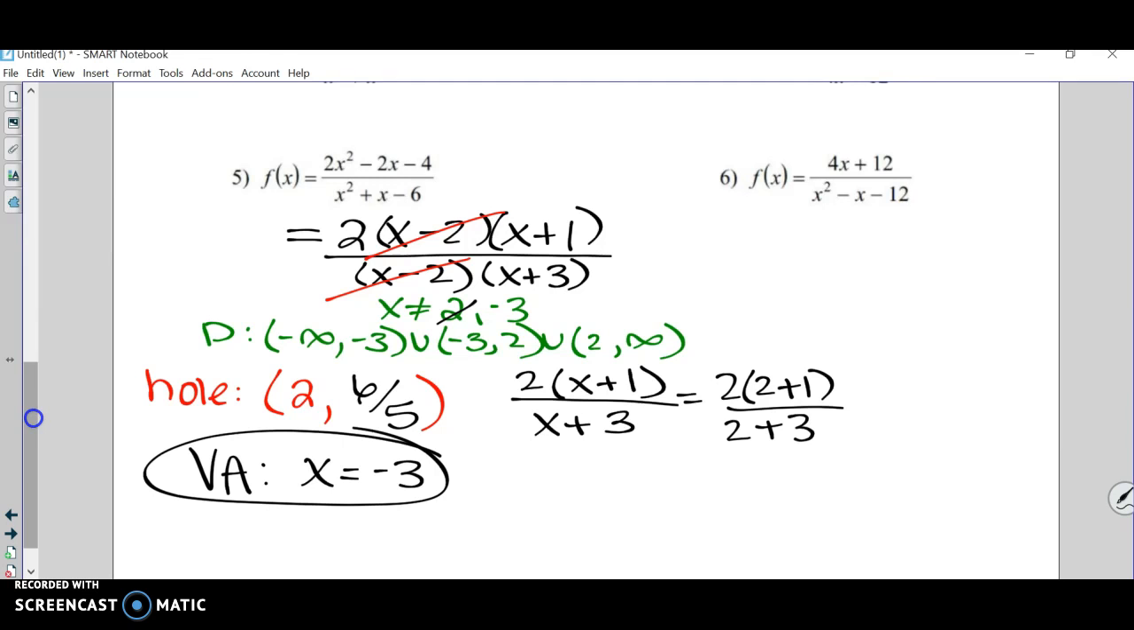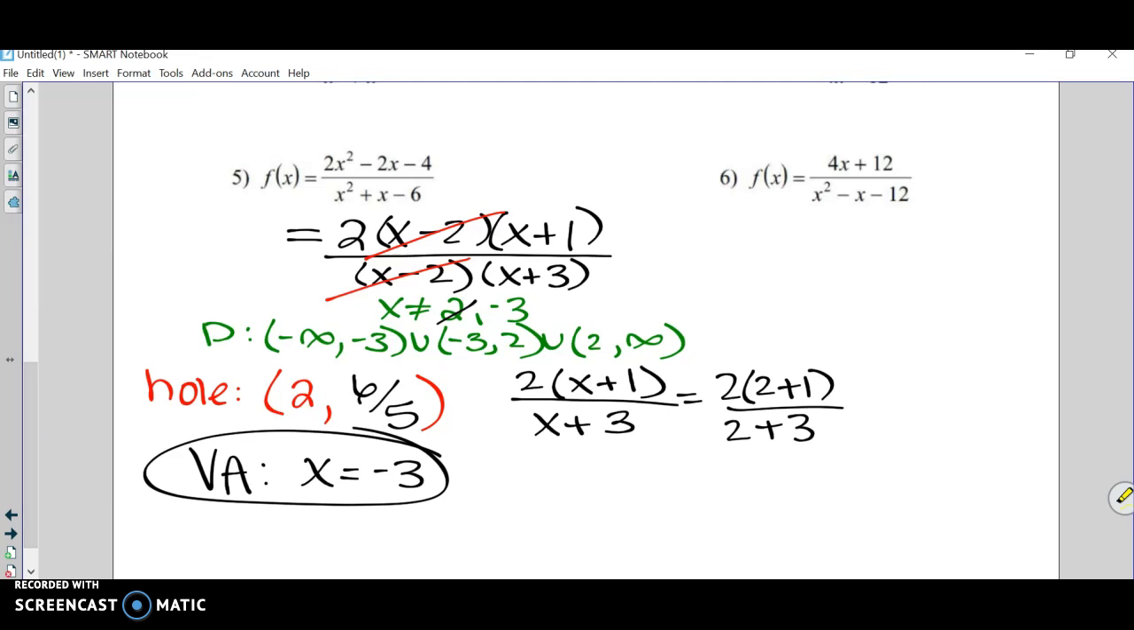It's a domain restriction, right? I canceled it out with the hole. So the only domain... No, we didn't. It's still there. Every domain restriction is either a hole or a vertical asymptote. Every domain restriction is one of 2 things. It's either a hole or a vertical asymptote. So when you name your domain restrictions, each one of those numbers has to be either a hole at that number or a vertical asymptote at that number.